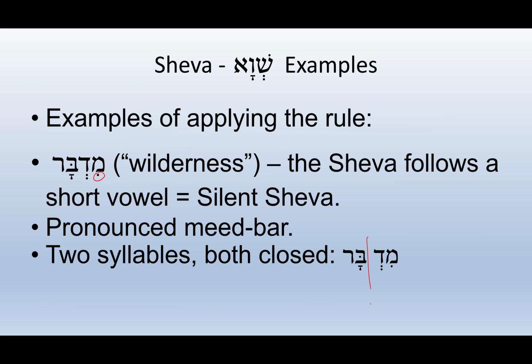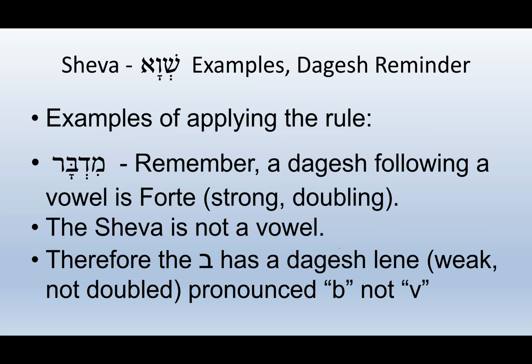There's our syllable. Both syllables are closed. Mid, bar. Both syllables end with a consonant. The dagesh following a vowel is a forte. We talked about dageshes. Dagesh following a vowel is a forte, but the Shva is not a vowel. Therefore, the bet has a dagesh lene. It's a B, not a V.